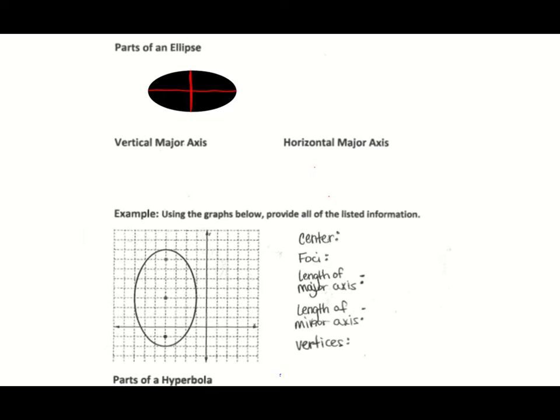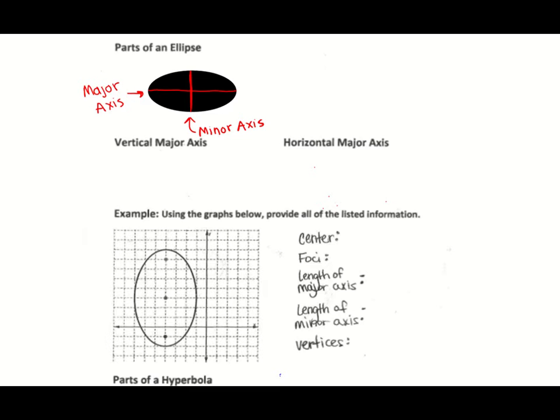Our horizontal line here, you can tell that that horizontal line is longer. So this longer line we call our major axis. Put an arrow there. So we have a major axis along this way. And this line here, our shorter axis, is called our minor axis. So those are our first two vocab words when it comes to an ellipse.